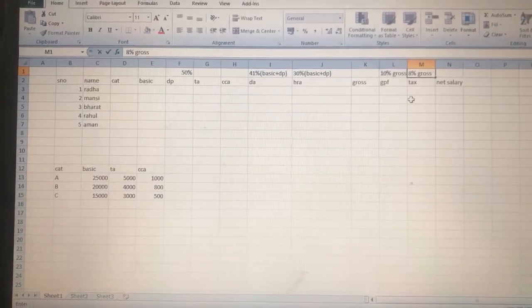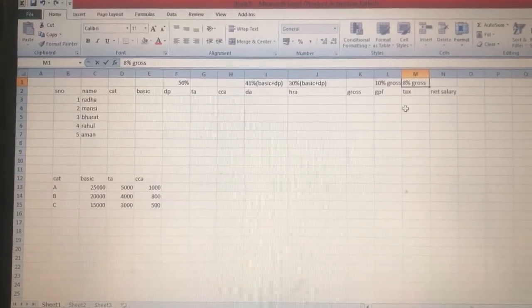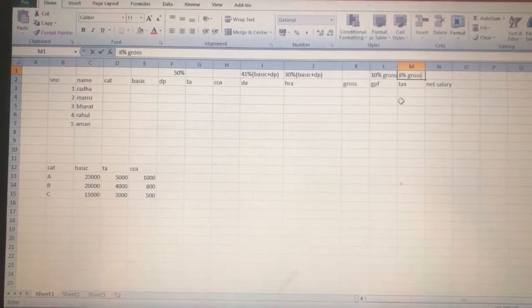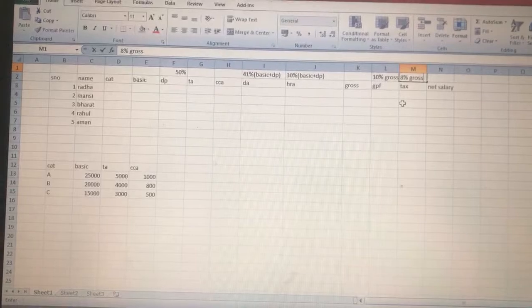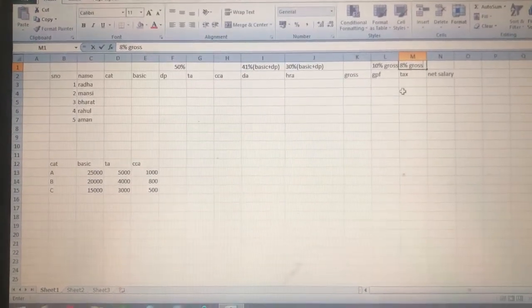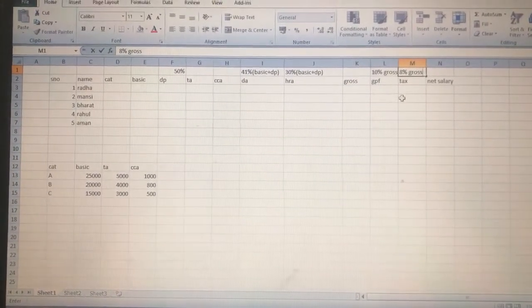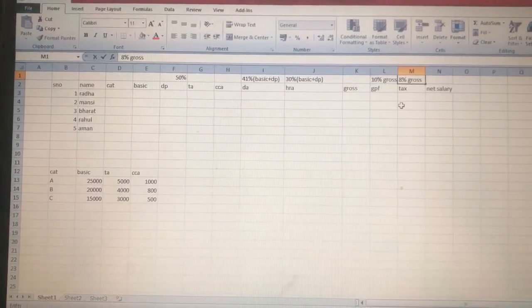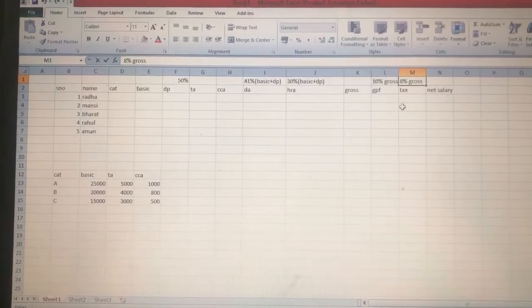For this, we need to learn that there's one function which helps us work this way for taking values from a certain table, and that is known as VLOOKUP. VLOOKUP means vertical lookup, and I'll discuss how we function with VLOOKUP.